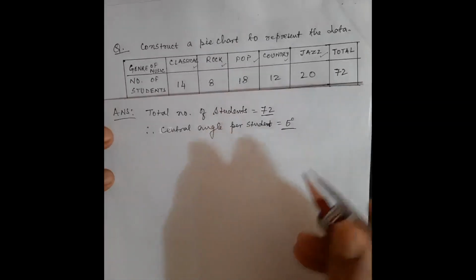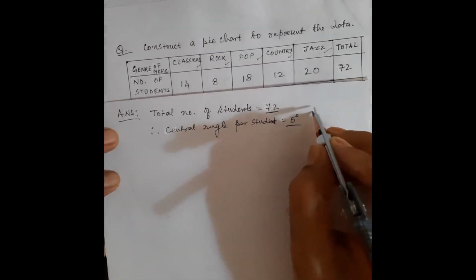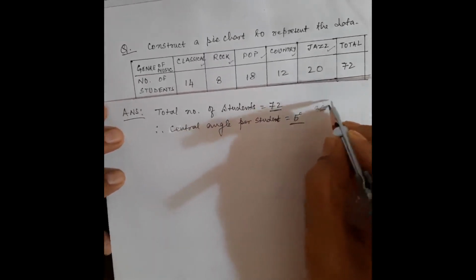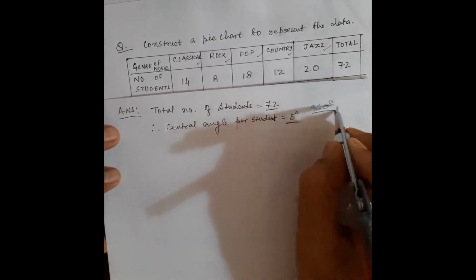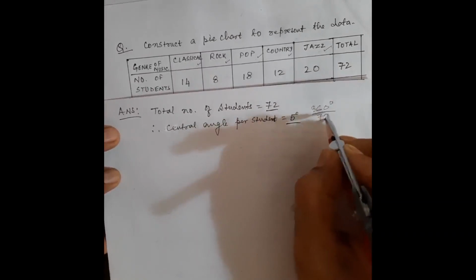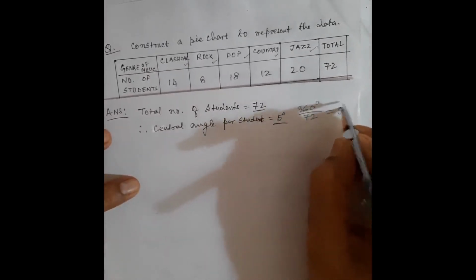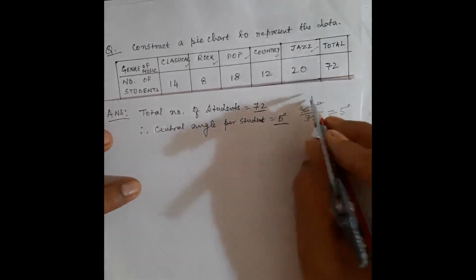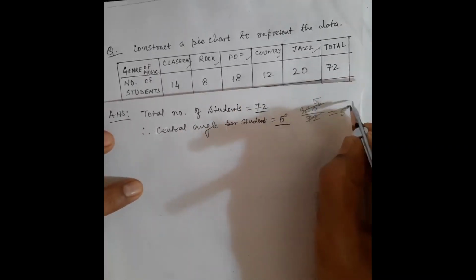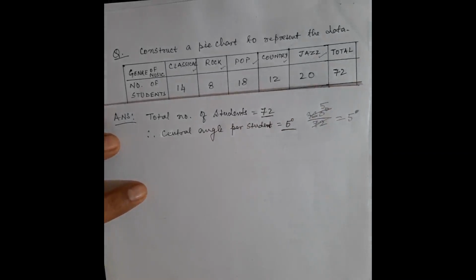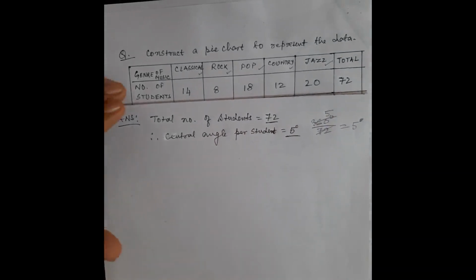How is it coming as 5? You can see we have the total central angle as 360 degrees divided by the total number of students, that is 72, and when you divide it you get 5 as the answer because it gets cancelled by 5. So 5 degrees is the central angle for one student.